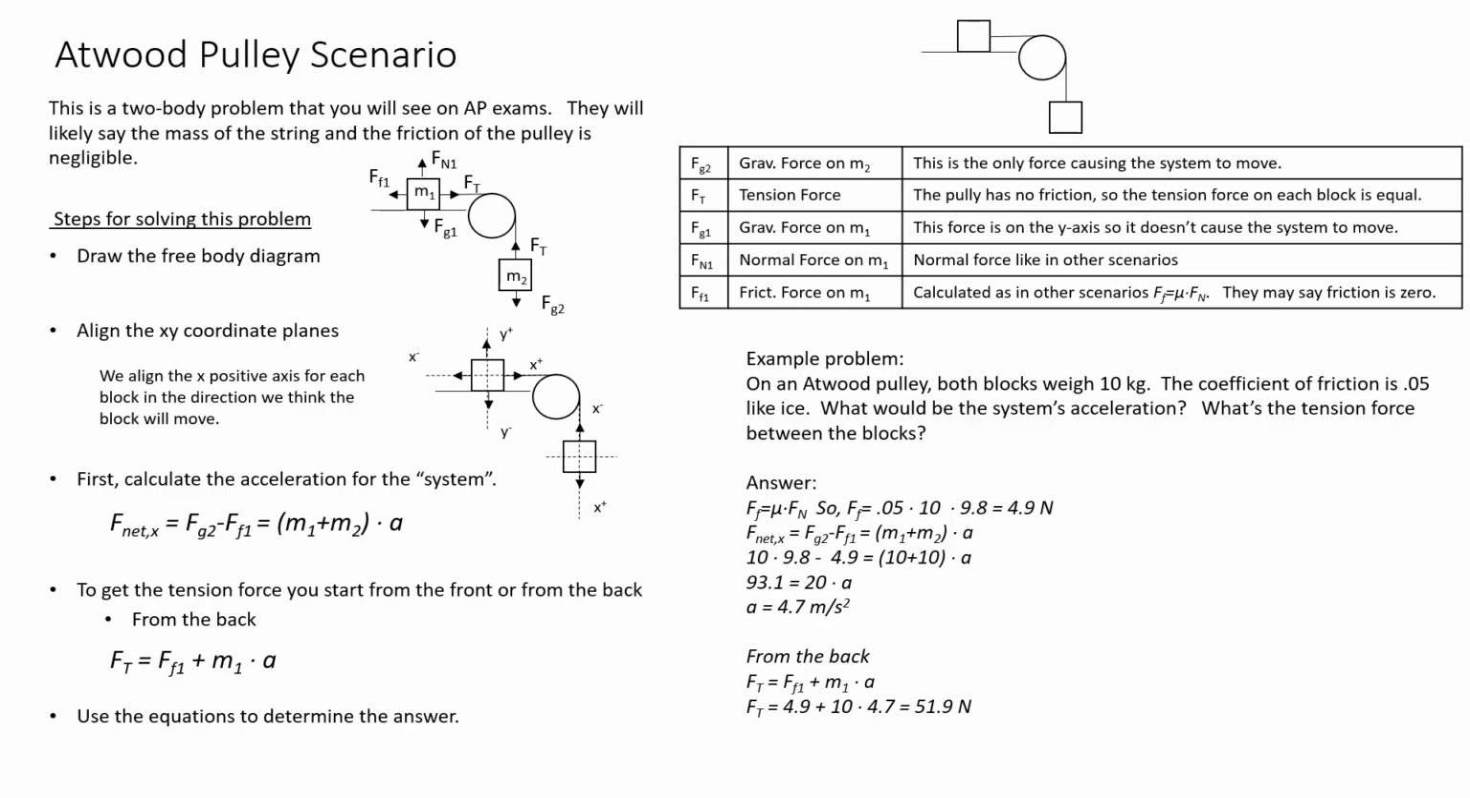Now, to get the tension force, we work from the front. M2 is kind of the front of the train, or from the back. So let's do it from the back. And so the tension force equals the frictional force on M1 plus what it takes to accelerate M1, and that is M1 times A. And with these equations, you can analyze any Atwood pulley or similar pulley kind of scenario in just this way. And I encourage you to come back and look at this problem.